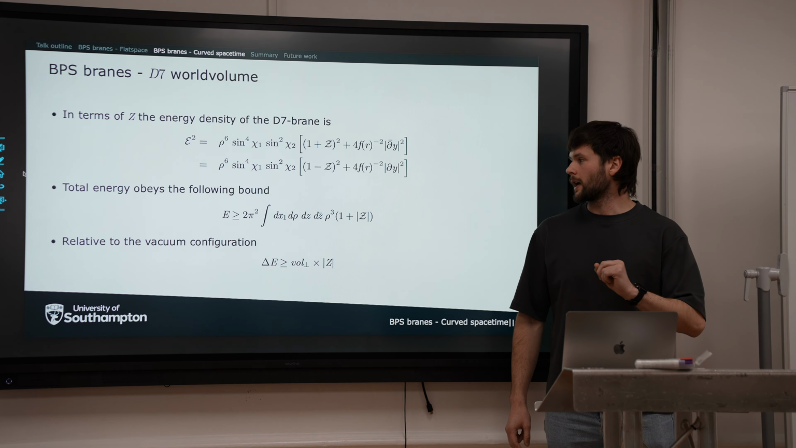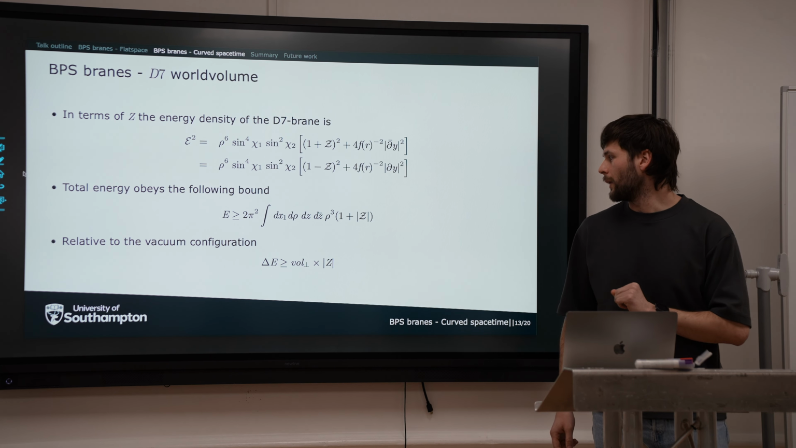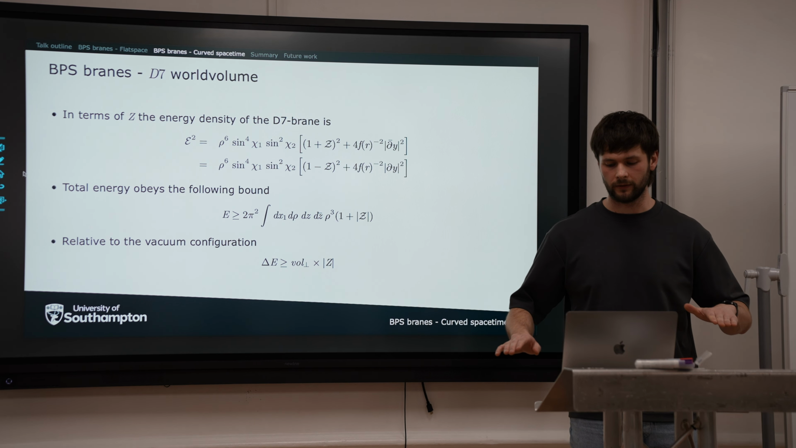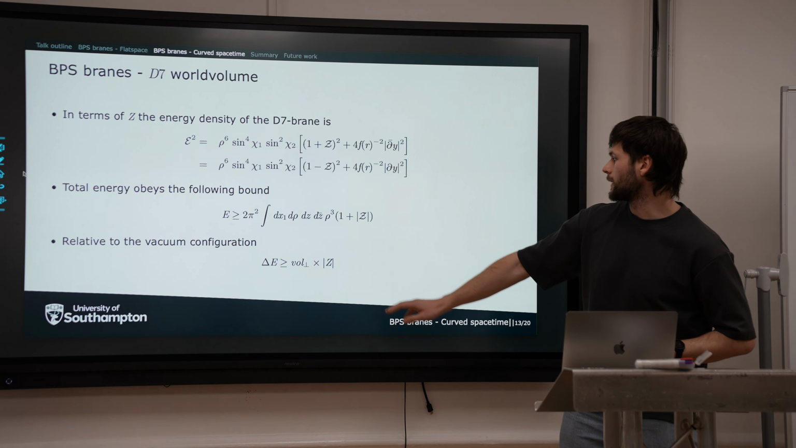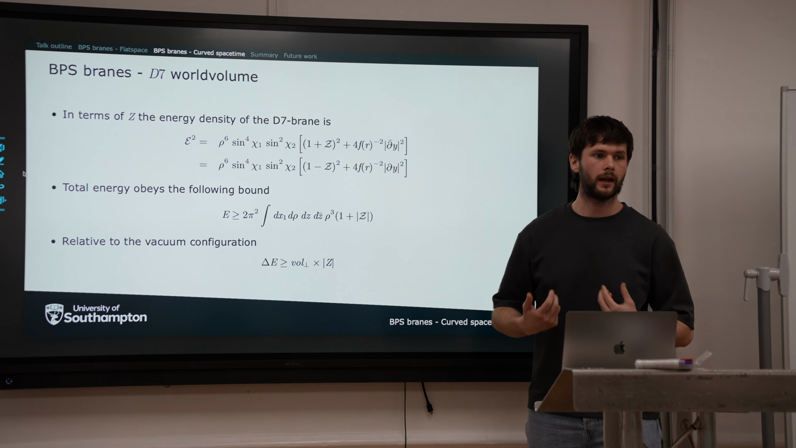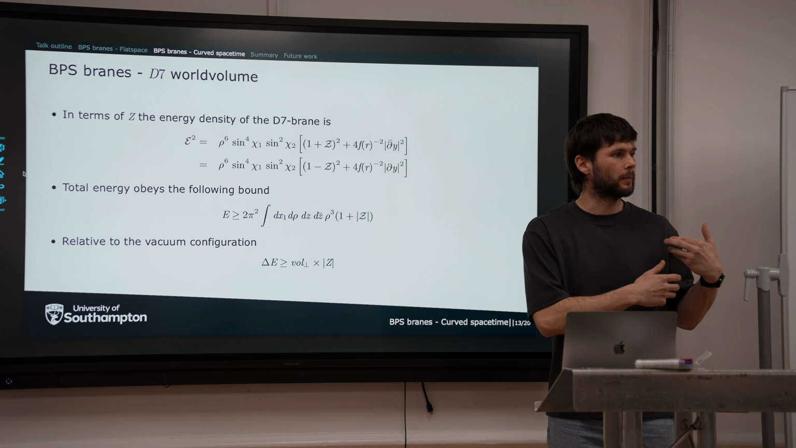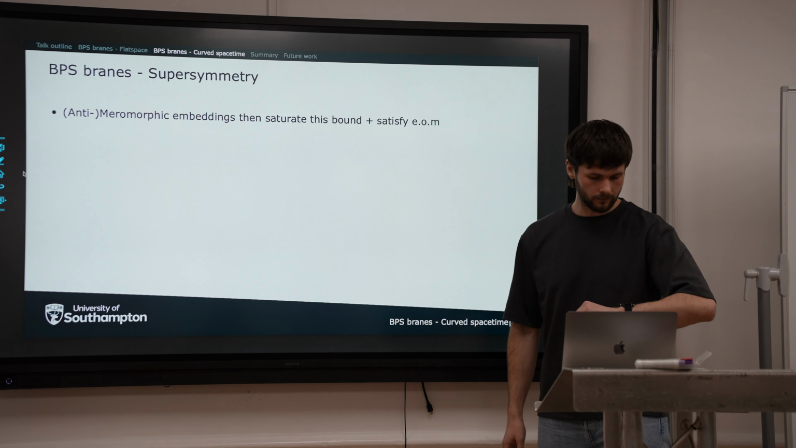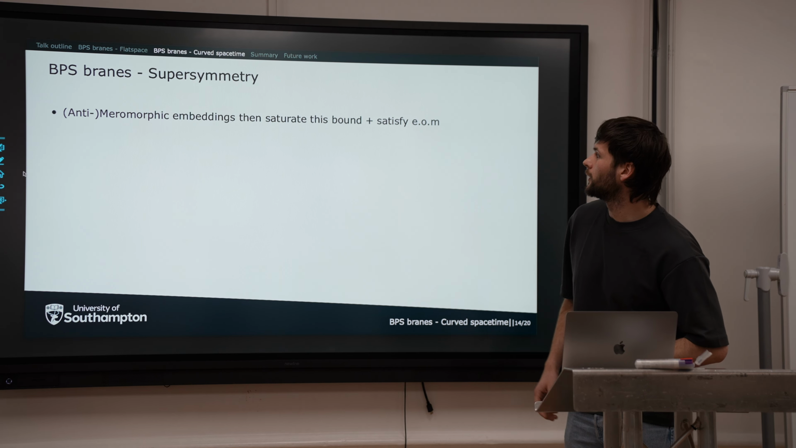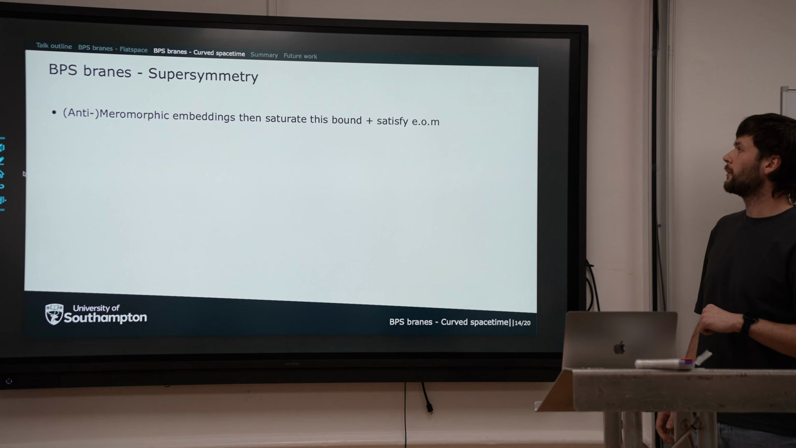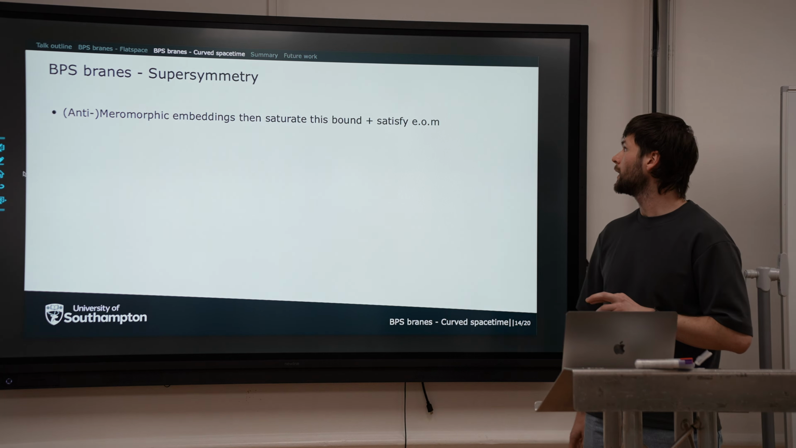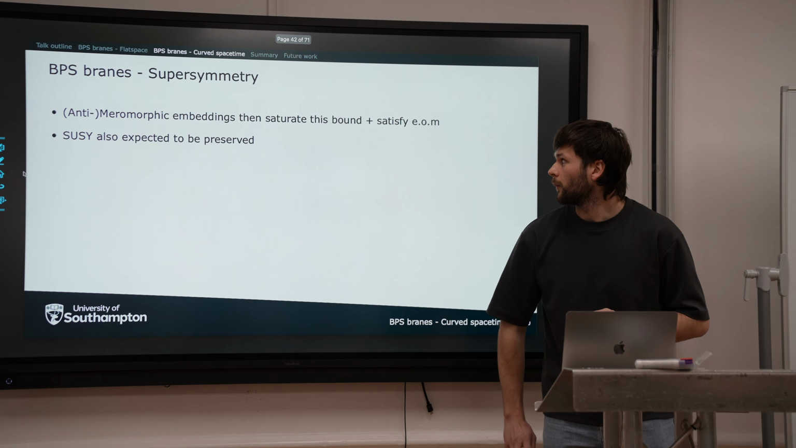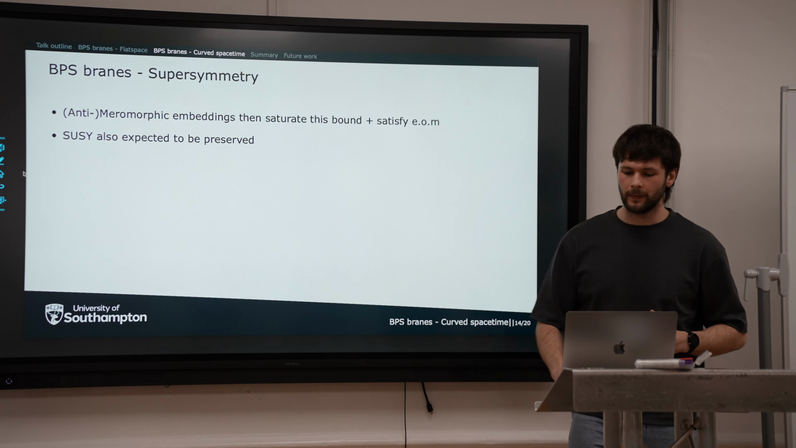And so once again, relative to the vacuum configuration, we have the following bound for the D7 brane's energy relative to its vacuum. So this central term, this Z, does enter into a BPS-like condition. Okay, so let's speed up. So we've shown that anti-meromorphic and meromorphic embeddings saturate the BPS bound and satisfy the equation of motion, or at least I claim this was so. Because this is the case, we should also expect supersymmetry to be preserved.